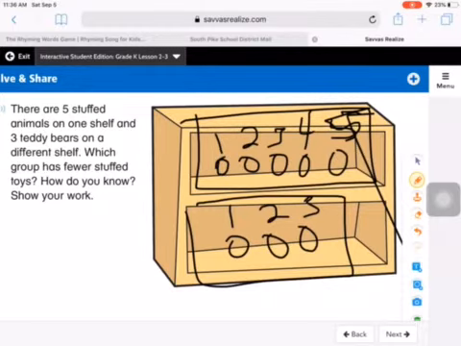Okay, so this is how you will show your work on that page, because sometimes I see those pages are left blank. You can draw your stuffed animals and then you draw your teddy bears, and then I want you to show how there are a least amount of teddy bears than the stuffed animals on the other shelf. Okay, so make sure you show your work.